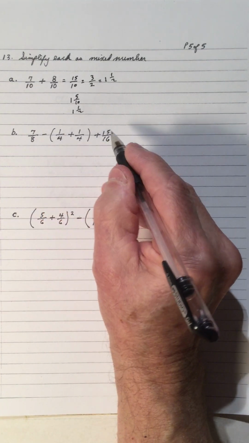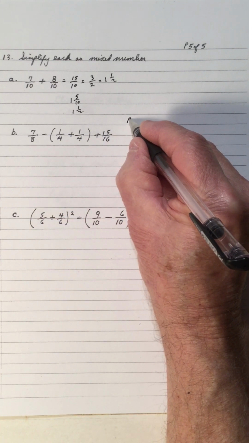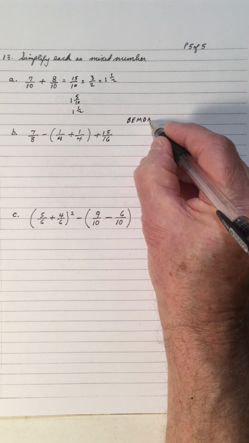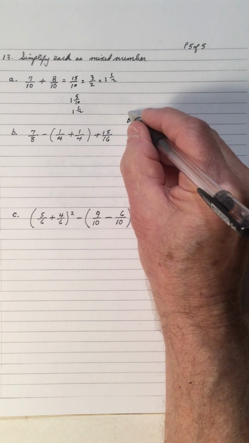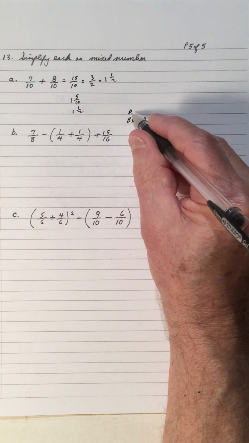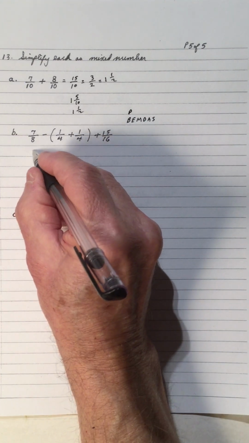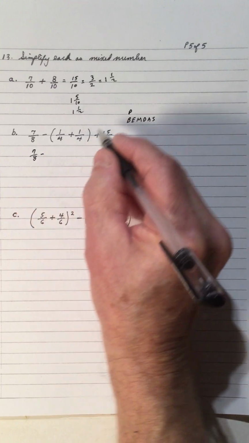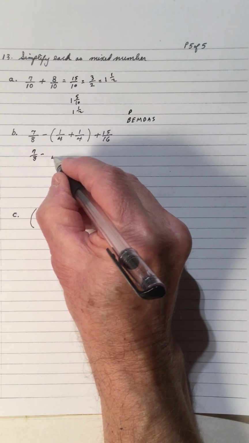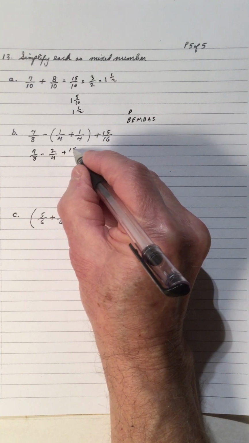Now we want to use PEMDAS. We always work inside the brackets first. BEDMAS or PEMDAS. PEM. We can put a P or a B there. So brackets, we always work inside the brackets or the parentheses. So 7 over 8, subtract. We're going to work here. So that gives us, common denominator is 4. So we add, we get a 2. Plus 15 over 16.